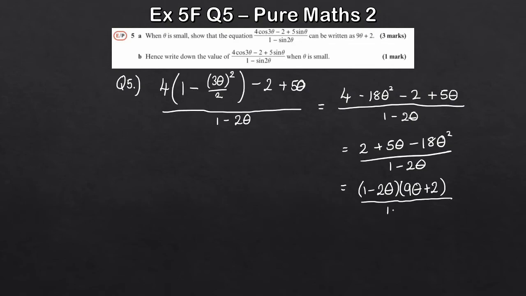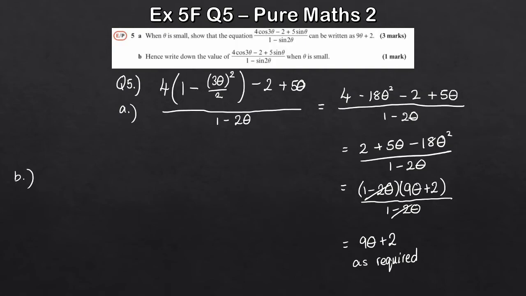The denominator is 1 minus 2 theta, and that works perfectly. Like you can see here, that's going to cancel with that, and we just get left with 9 theta plus 2, as required. Okay, as we're asked to in part A. As required there. Okay. So just a standard example there. You know, we might see another example just like that in a moment. So that was part A. So if I just do part B over here, it's just dead brief.